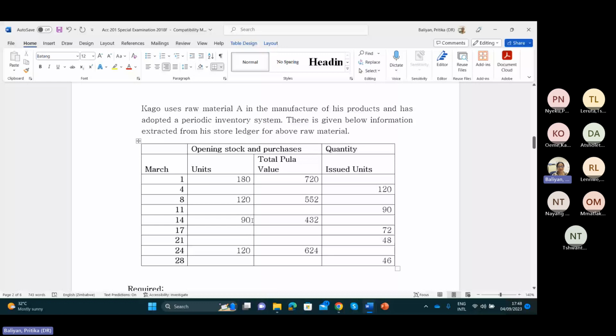So what is the unit price? You can take 432 divided by 90. So 4 Pula 80 thabe is the unit price of the lot which was purchased on the 14th. How do we calculate? The total value divided by number of units. So 4 Pula 80 thabe for each unit. Now we are left with 14 units, so you multiply by 14. So the total value of the remaining units is 67.2, plus the value of these 120 units, 624 Pula. So the total value of ending stock is 691 Pula and 20 thabe. That's how we calculate if, instead of unit price, the total value of the stock has been given. Are we together?